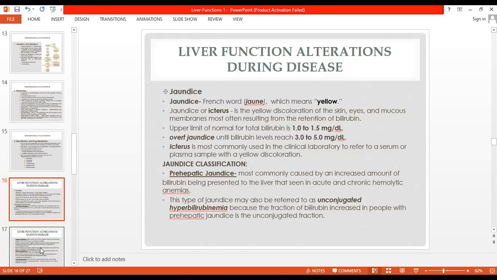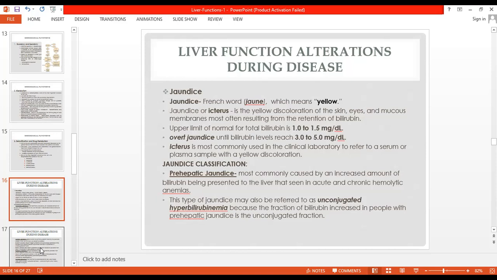Jaundice or icterus is used to describe the yellow discoloration of the skin, eyes, and mucous membrane, most often resulting from the retention of bilirubin. However, it may also occur due to the retention of other substances. Although the upper limit of normal for total bilirubin is 1.0 to 1.5 milligram per dL, jaundice is usually not noticeable to the naked eye, and is known as overt jaundice, until bilirubin levels reach 3.0 to 5.0 milligram per dL.